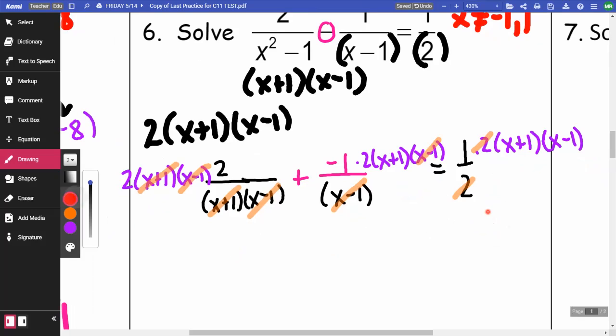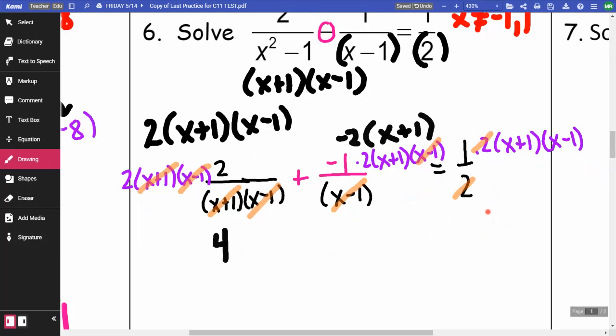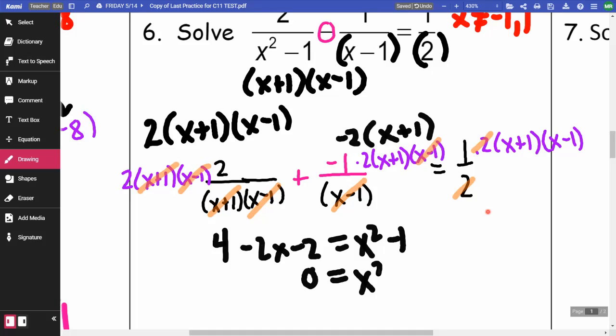Okay. So now I'm going to get a 2 times 2, which is 4. And I'm going to get a negative 2, basically distributing into x plus 1. So it's going to be a minus 2x minus 2 equals, and then my x plus 1 times x minus 1 is x squared minus 1. And let's see, I'm going to get everything on this side, 0 on the other. So I'm going to have an x squared plus 2x. So I have a 2 over there, but I'm going to subtract it. So I'm going to get a negative 3.